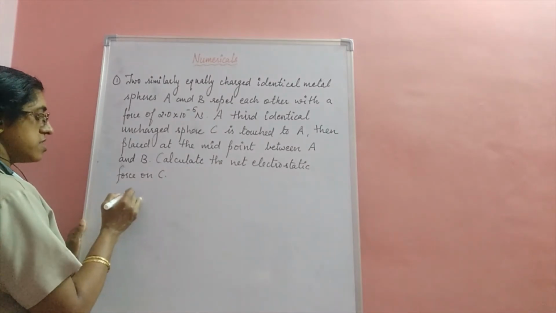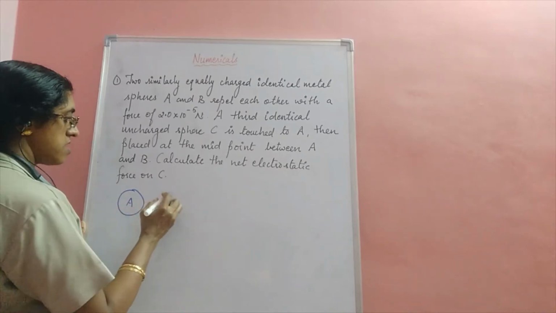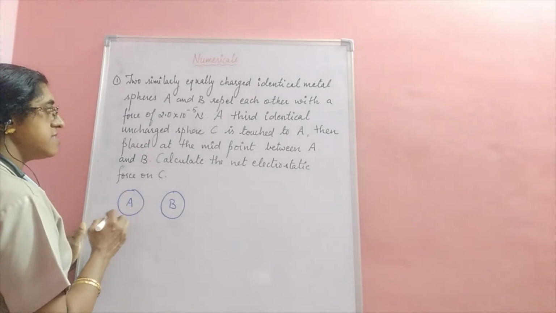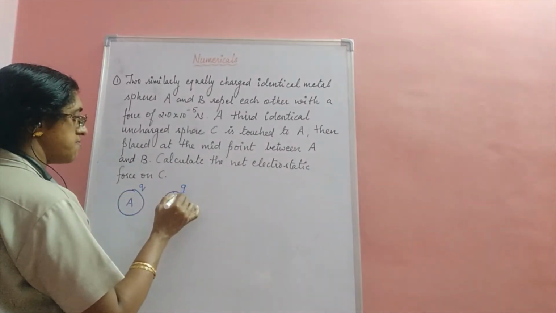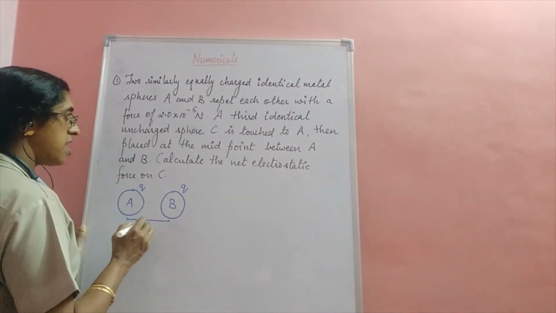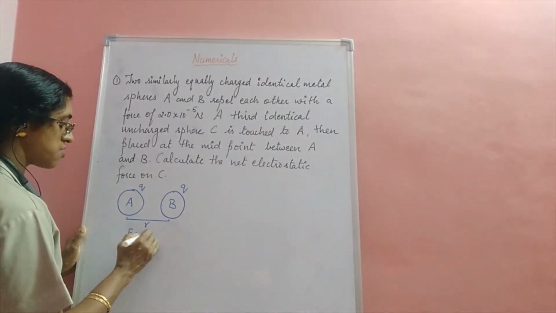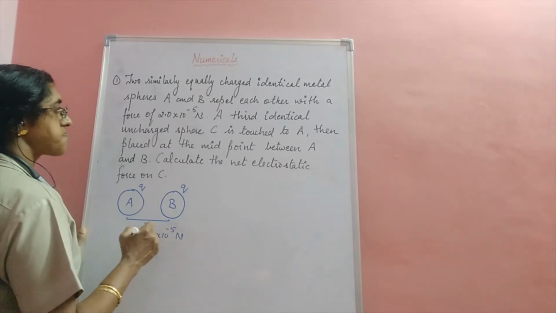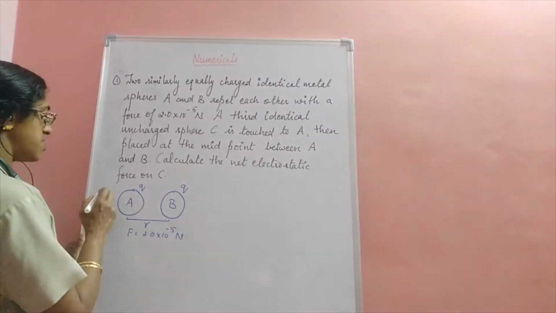So we have two spheres. This is sphere A, this is sphere B. Both are identical. Let me suppose that the charge on A is Q, and the charge on B is also Q. They are separated by a distance of R from each other. Now the force that exists between them is 2 into 10 to the power of minus 5 Newton. This is the first condition.